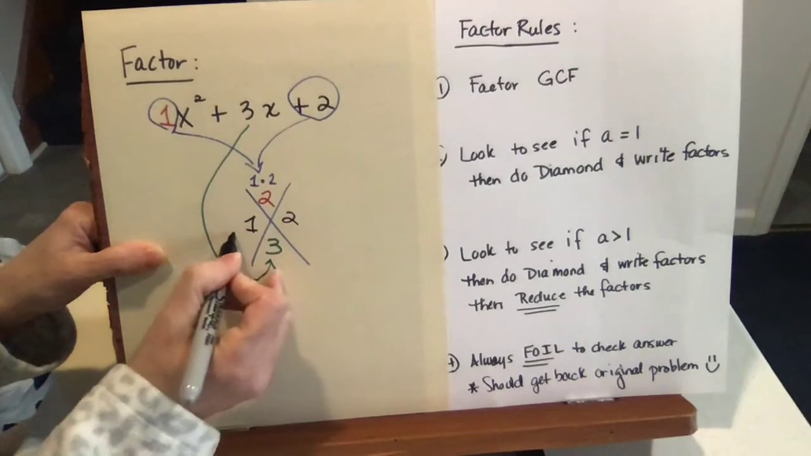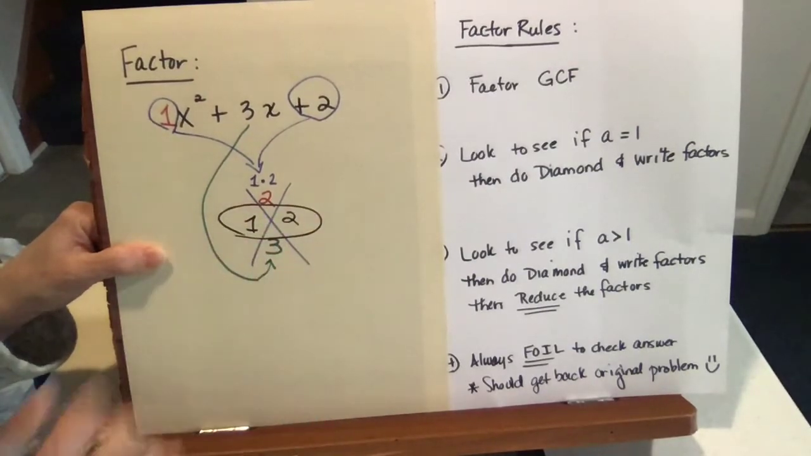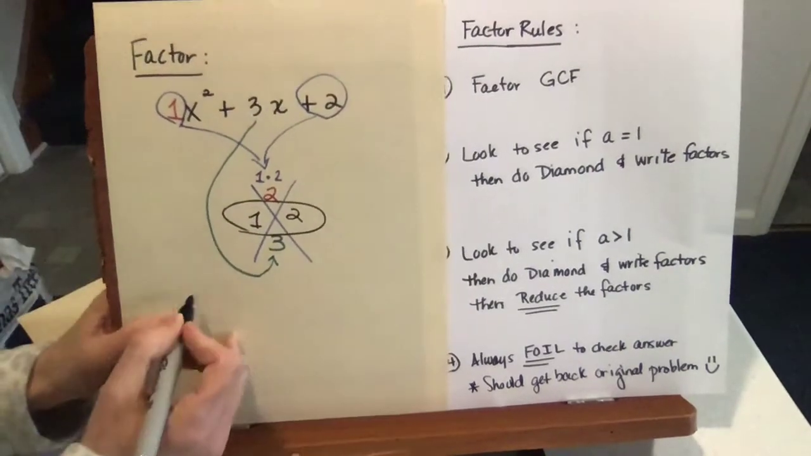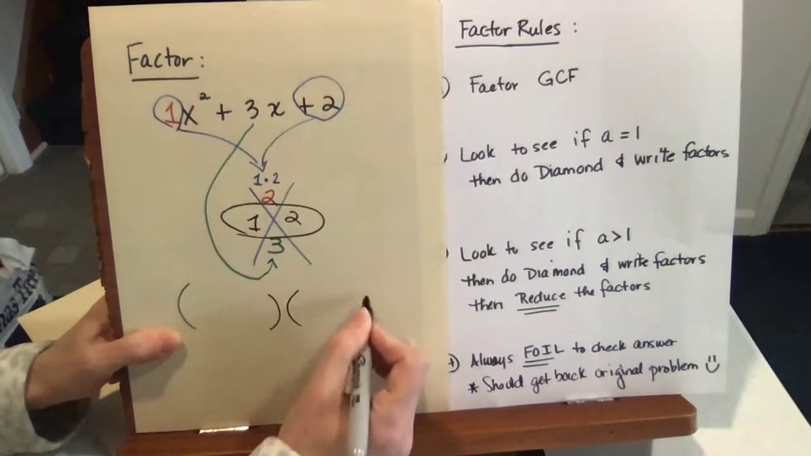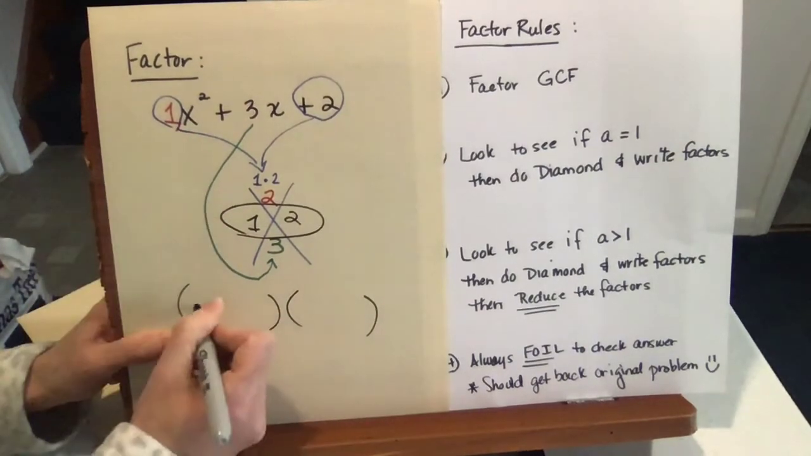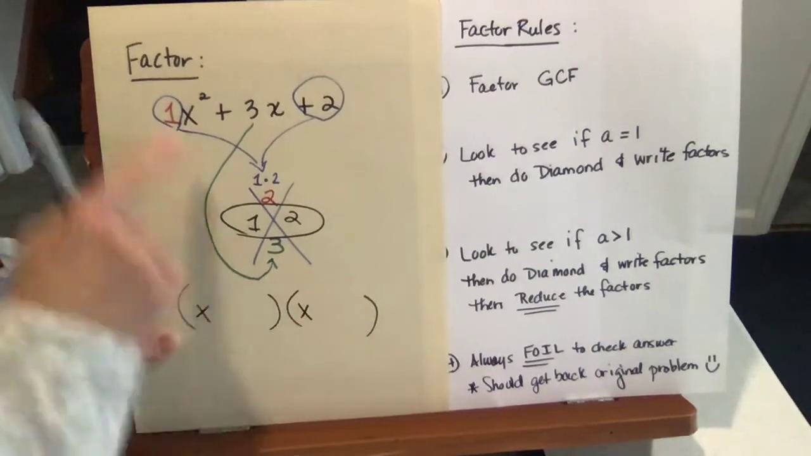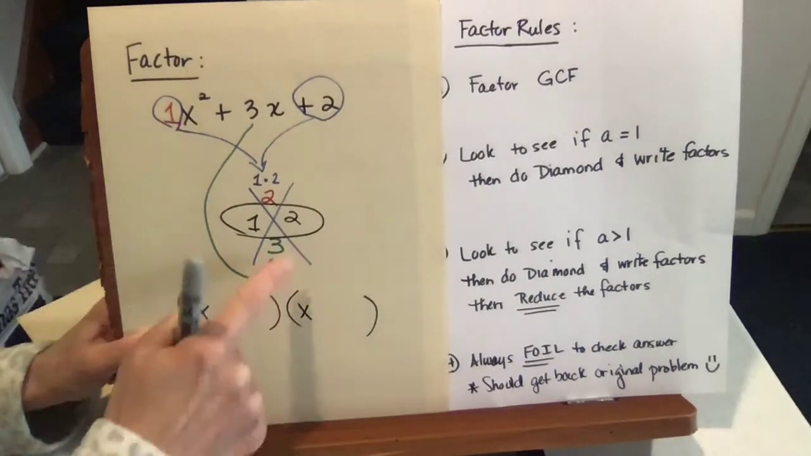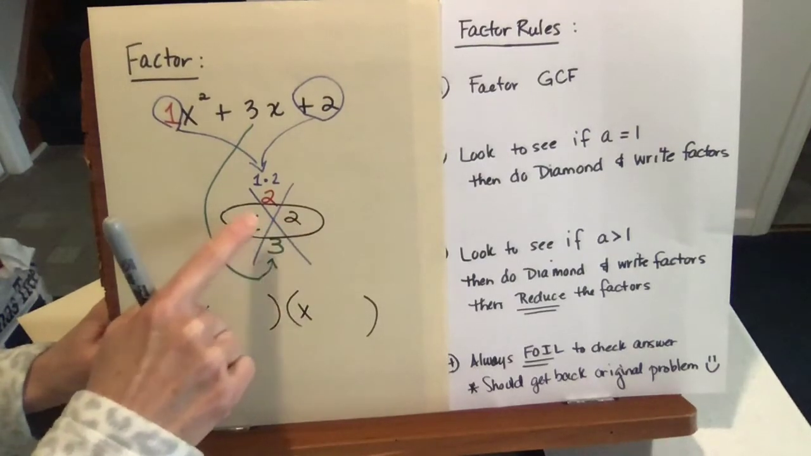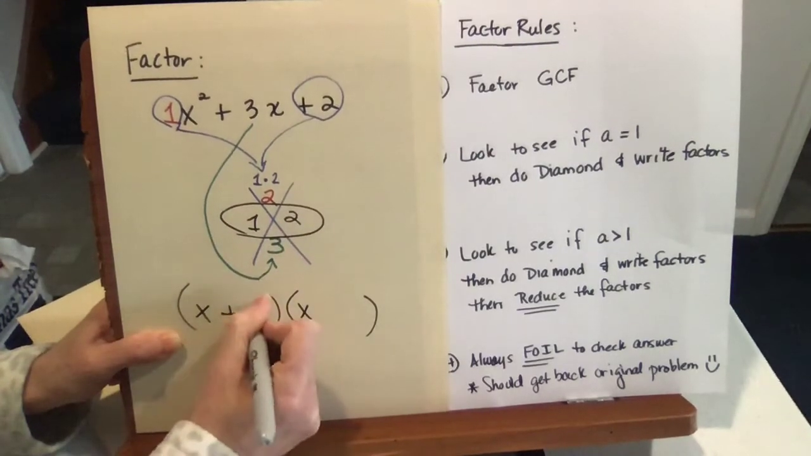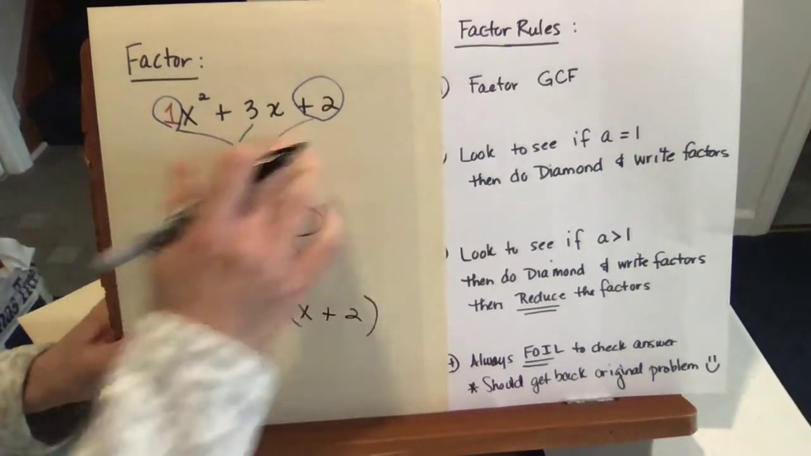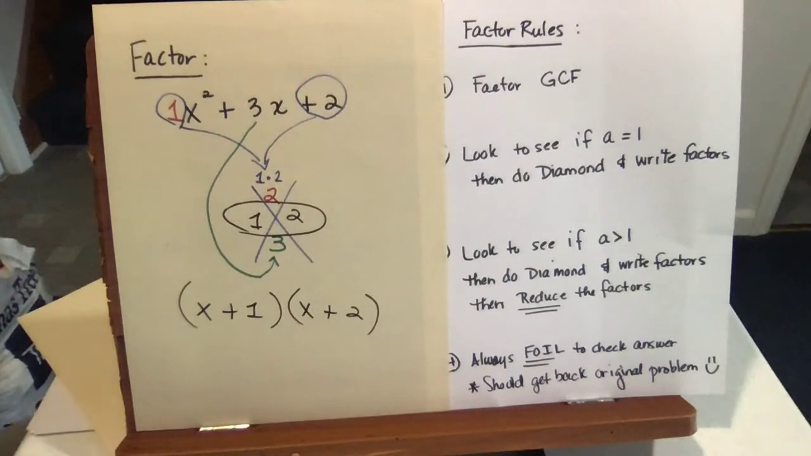All right, we're going to take these 2 side numbers in our diamond that we have completed, and we're going to open up parentheses. We're going to have 2 binomials in here. The first is going to be x all the time because x times x gives us x squared. And the other number is going to be these 2 numbers with their signs. And since these were both positive, it would be plus 1 and plus 2. And those are the factors to x squared plus 3x plus 2.